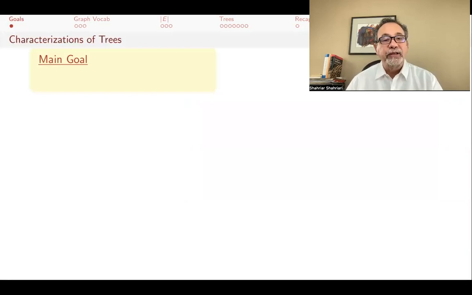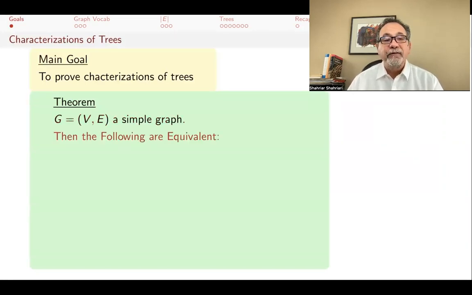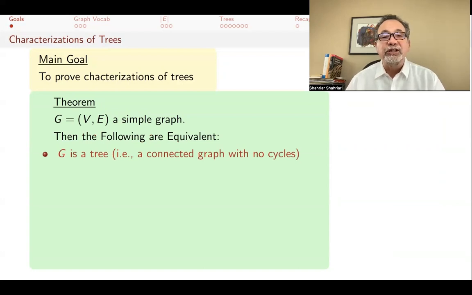So the main goal of this lecture is to prove a characterization of trees. What I'm going to prove is the following theorem: if you have a simple graph, then the following facts are equivalent. I'm not saying any one of these things is true for a graph. I'm just saying that if any one of them is true, then so are all the other ones. The first one is that G is a tree. A tree is a connected graph with no cycles.